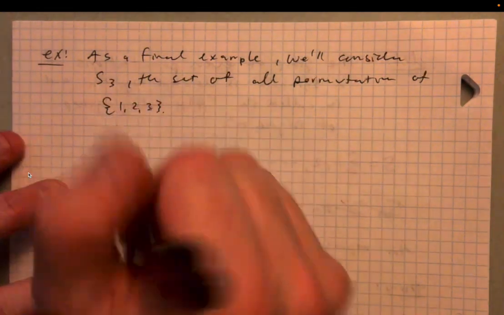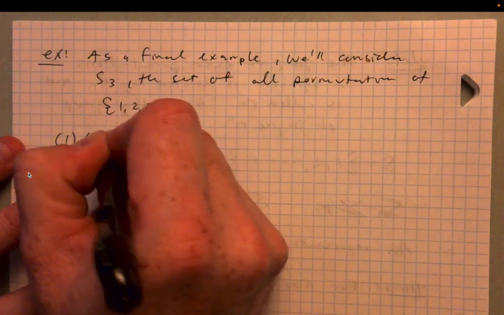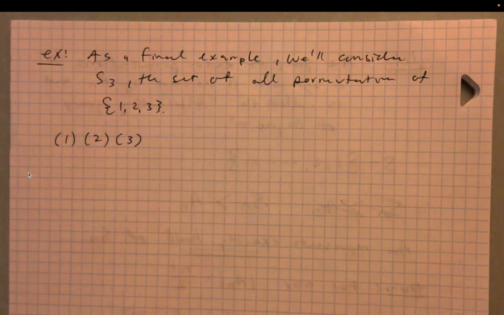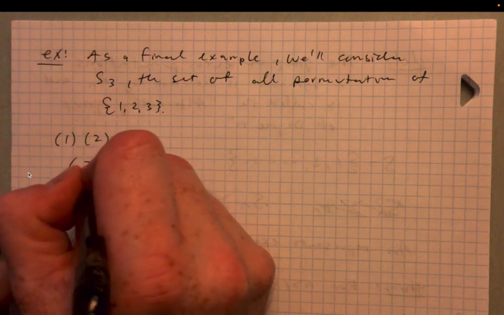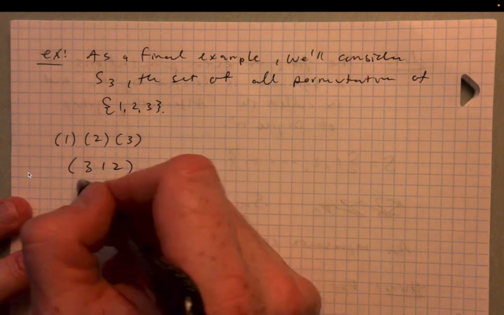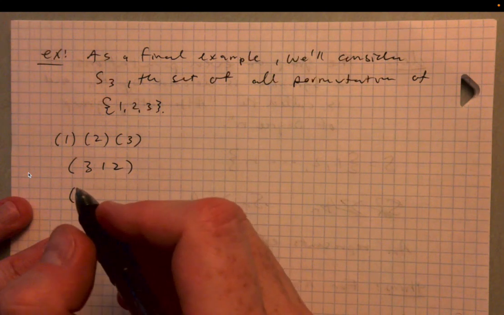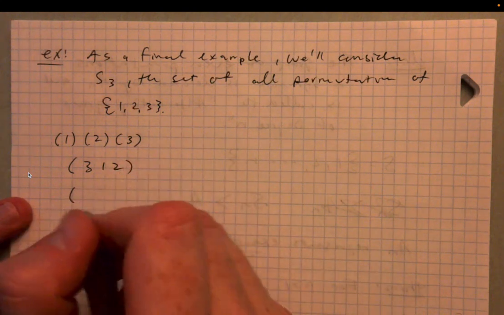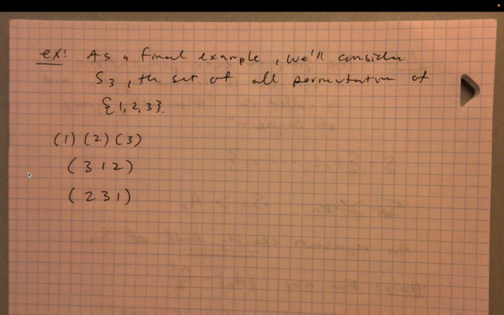Right, and so we can write out all the permutations. We've got the identity, which fixes everything. 1 comes in, it stays. 2 comes in, it stays. 3 comes in, it stays. And then we saw this one, the 3, 1, 2. 1 comes in, it shifts over to 2. 2 shifts over to 3. 3 shifts back to 1. And then we had the other full cycle, which was 2, 3, 1. 1 comes in, it shifts over to 2.